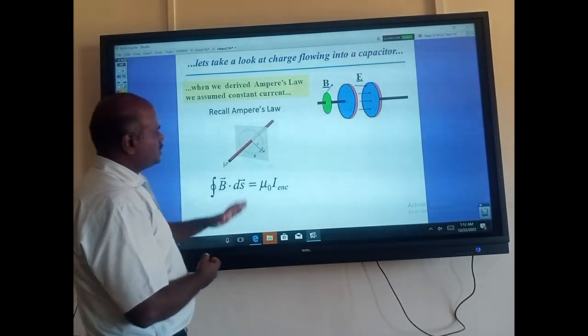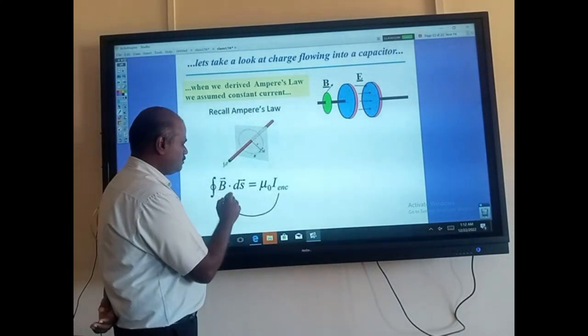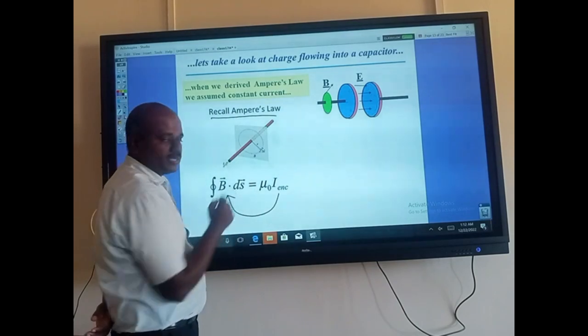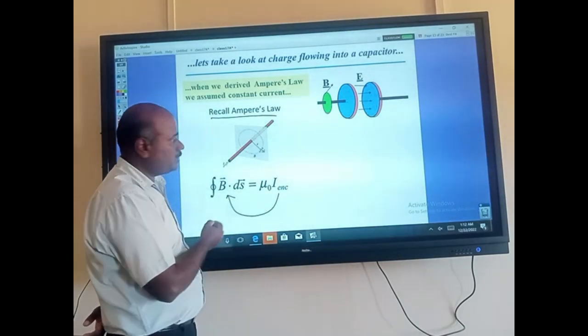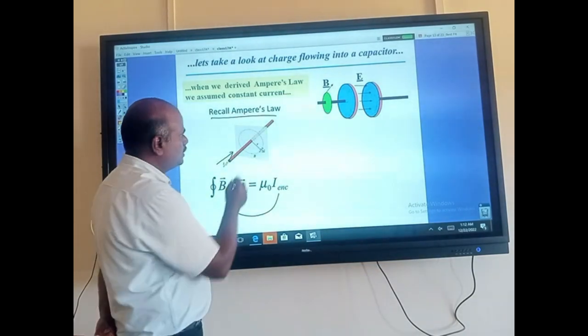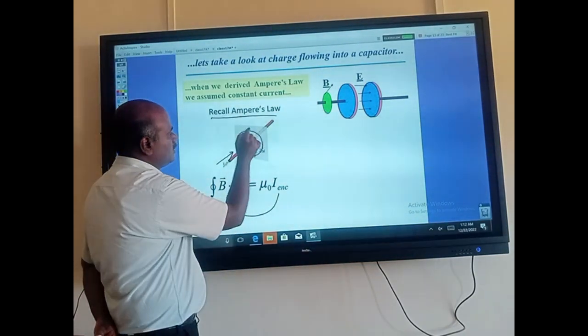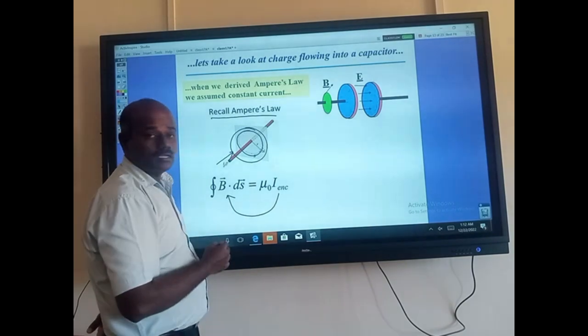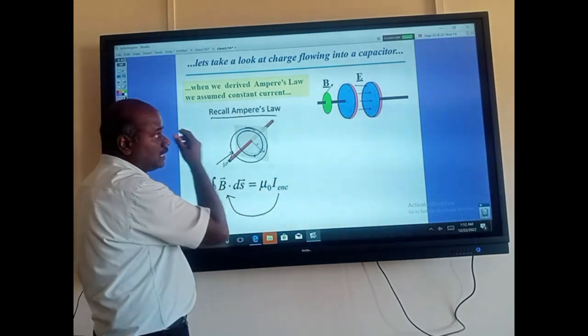So this is a theorem. Current can create a magnetic field. This is the recall of Ampere's law. Current can create a magnetic field. When a current passes through this conductor, a circular magnetic field is generated. Now we will look at another case.